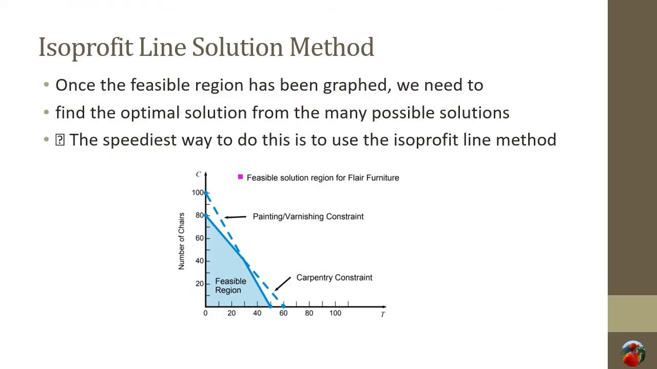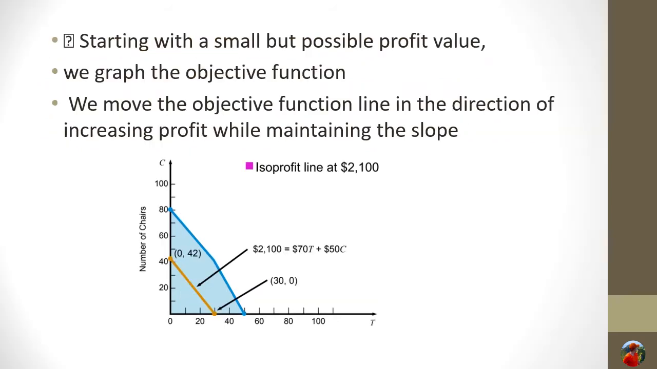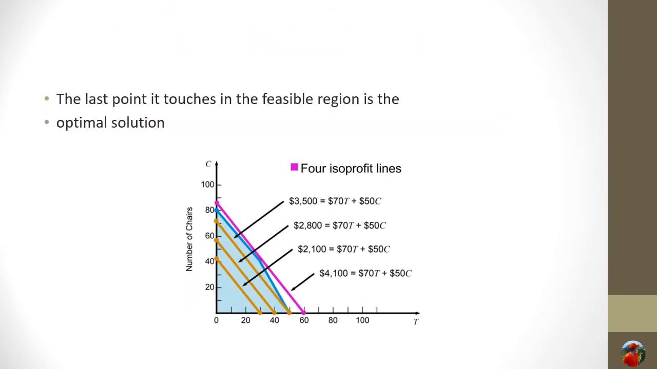Once the profit region has been graphed, we need to find the optimal solution from the many possible solutions. The speediest way to do this is to use the profit line method. Starting with a small possible profit value, we graph the objective function. We move the objective function line in the direction of increasing profit while maintaining the slope. The last point it touches in the feasible region is the optimal solution.